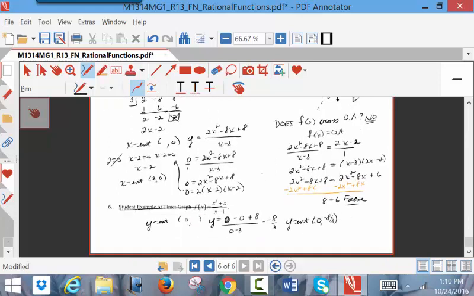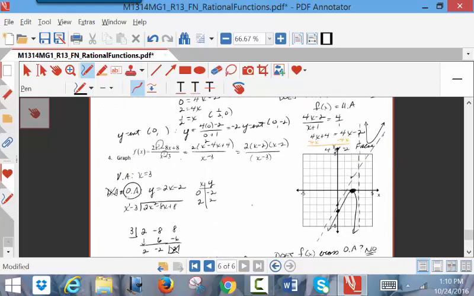Just remember those 5 steps. Vertical asymptotes, horizontal or oblique asymptotes, x-intercept, y-intercept, and does my function cross or not? Then pick up your calculator, confirm it around your asymptotes, and you'll have that graph.